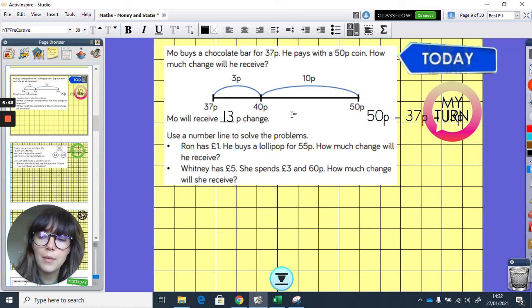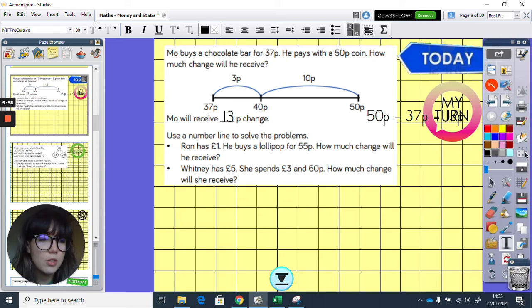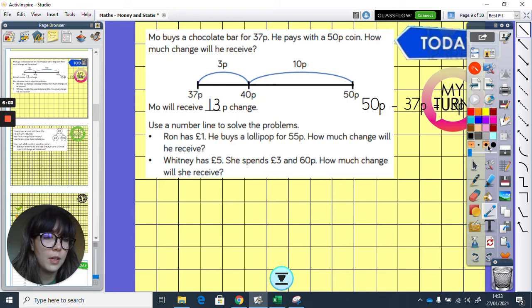Now these ones are harder, and the reason that they are harder is because they're using pounds and pence. Once you know how to do it, it's quite easy. You've just got to make sure that you remember that £1 equals 100p. So I'm going to quickly show you how to start off this question, and then you can have a go at finishing it yourself, okay?